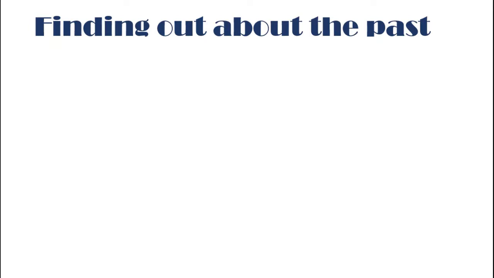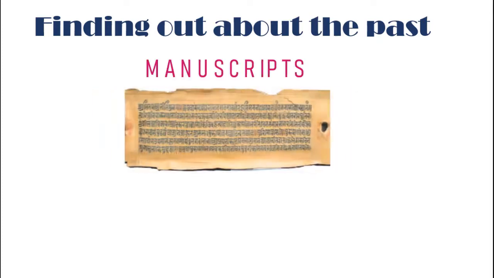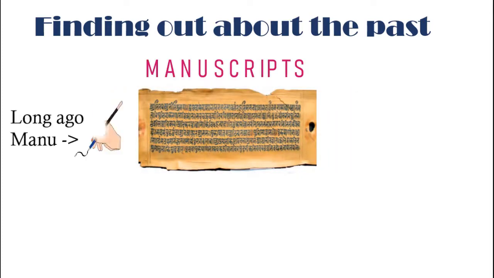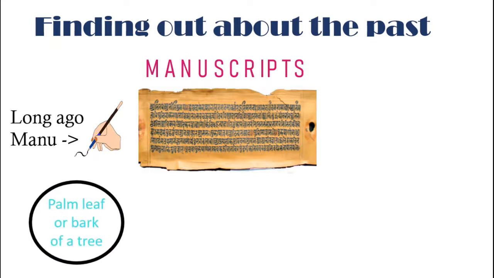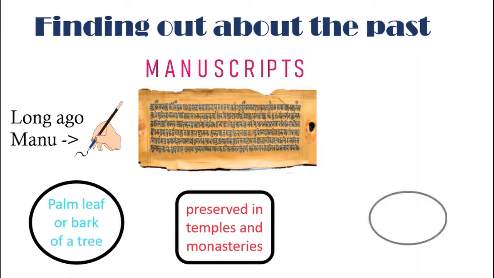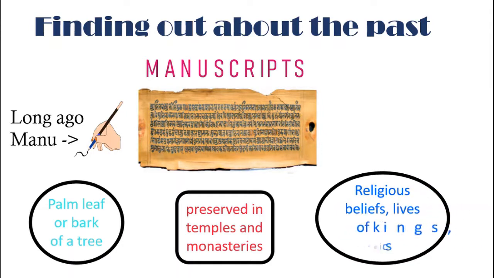The next question is finding out about the past. What are the things which have helped us to find out about the past? First we have manuscripts. You have heard about this word somewhere. If not, I'll tell you what it is. Manuscripts are books, or pages tied together, and they were written by hand long ago. They were written on palm leaves and on the bark of trees which were found in the Himalayas.